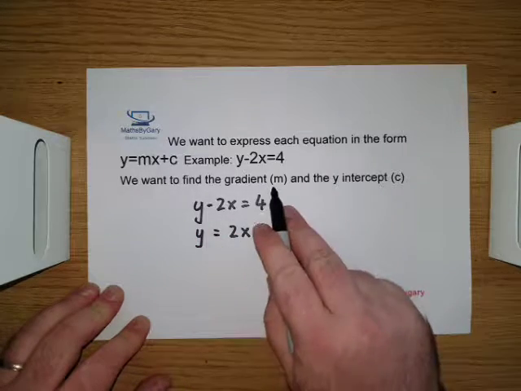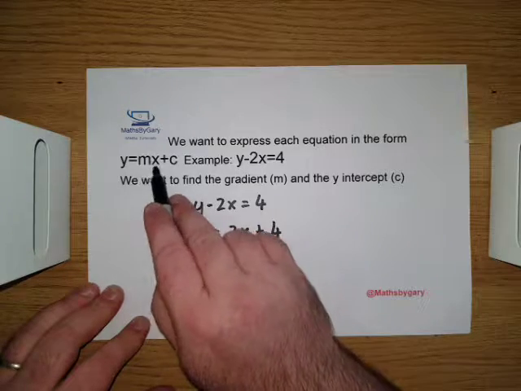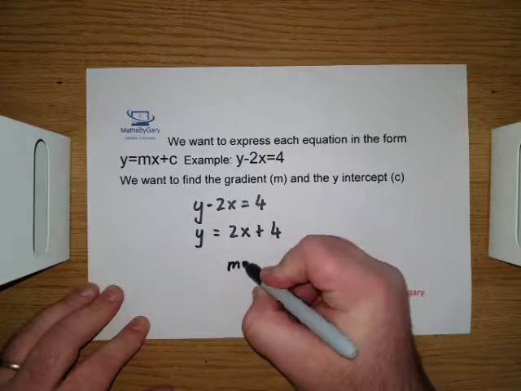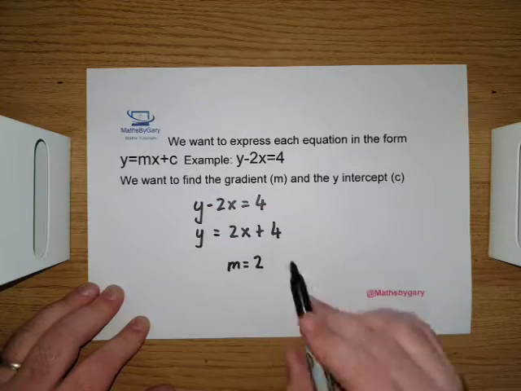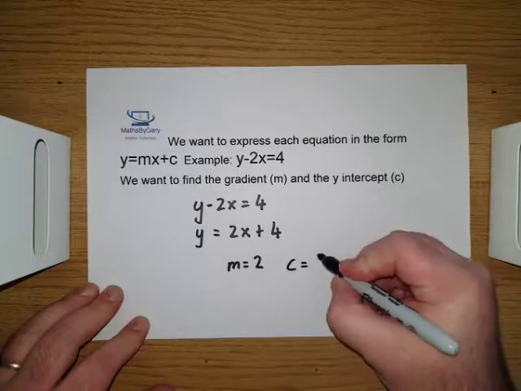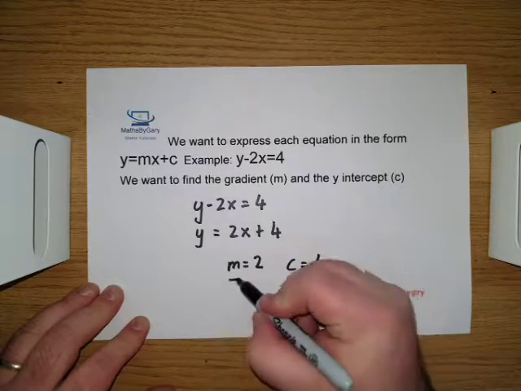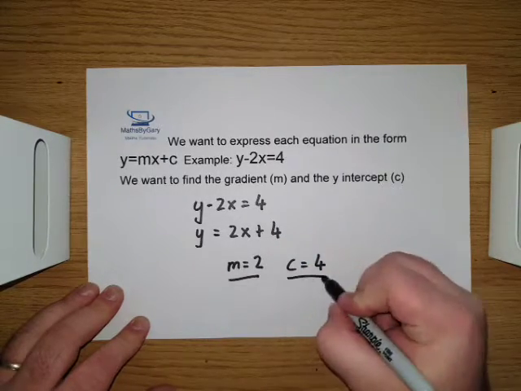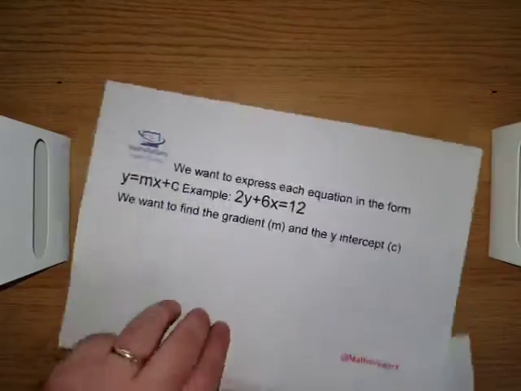So we want to find the gradient m and the y-intercept c. So we now know in front of the x is m, so m equals 2, and plus c is simply 4. c equals 4. So there we have the gradient of this equation is 2, and the intercept is c equals 4. So what about another example?